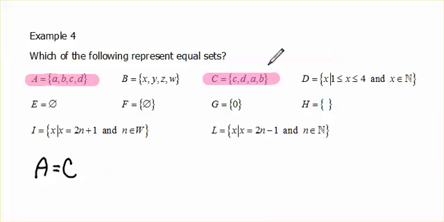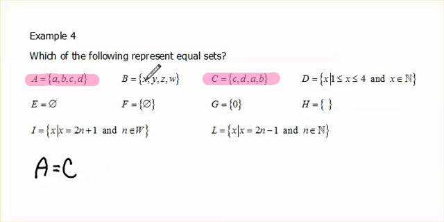All right, well, what about this set B here, X, Y, Z, W? Do any of the other sets have X, Y, Z, W? No, they don't. So this one does not have an equal set. Now this would be equivalent to A and C, but not equal to. So you have to be very careful about that.